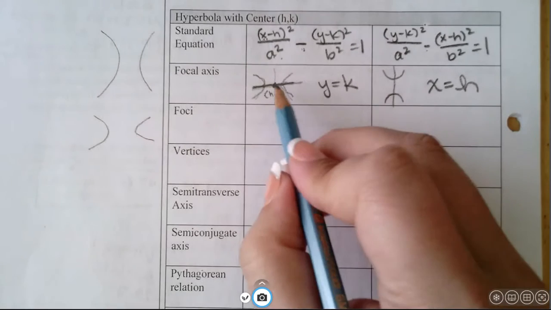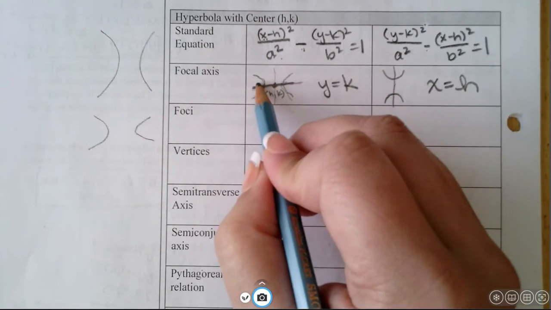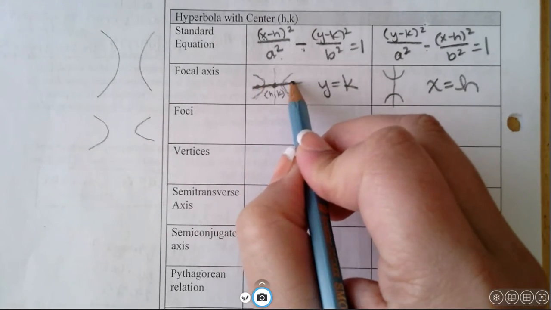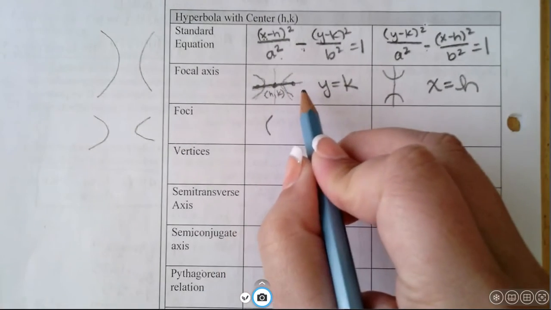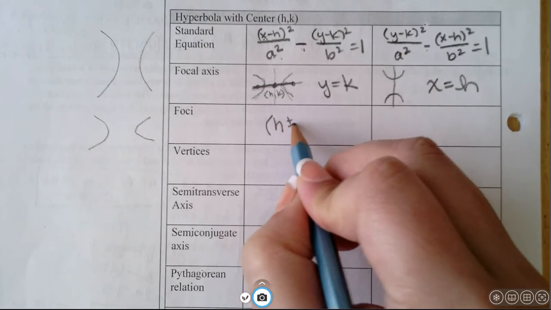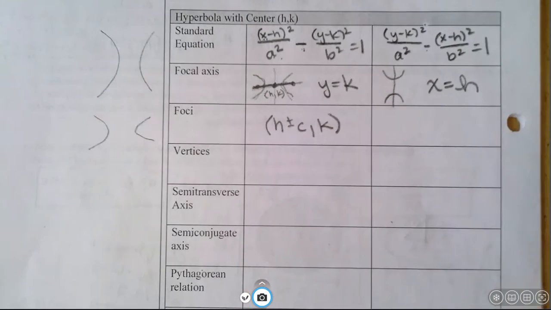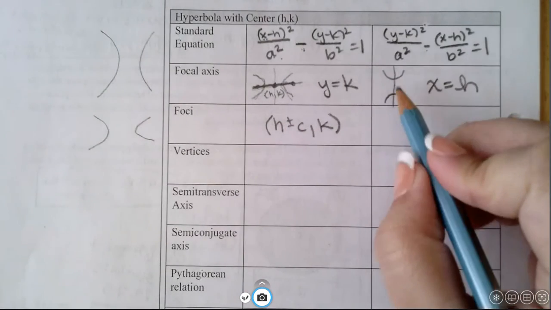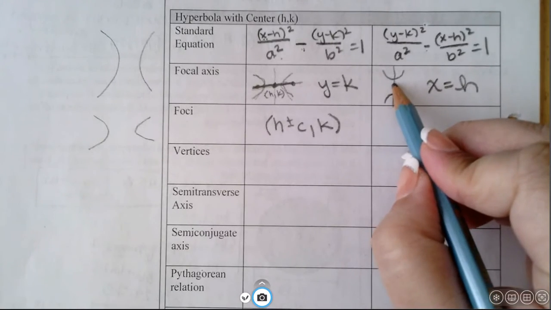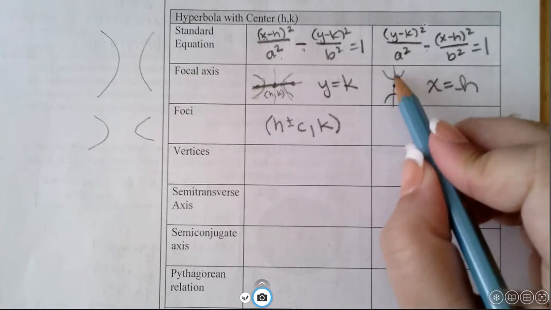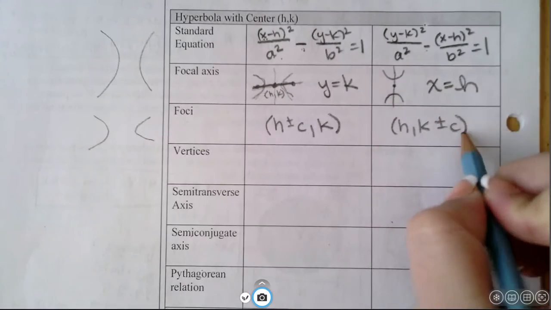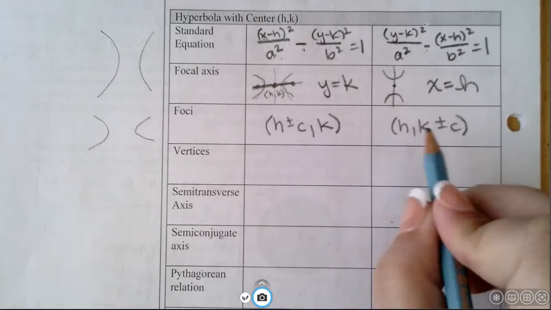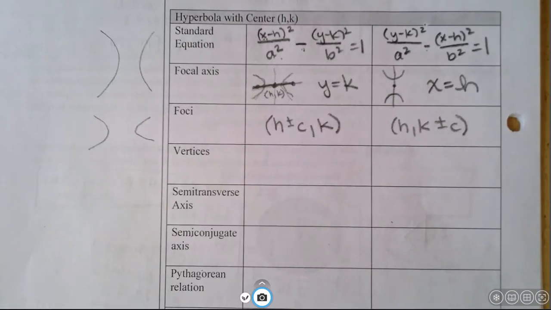The foci are still a distance c away from our center. So for a horizontal hyperbola, we have h plus or minus c, comma k. And for a vertical hyperbola, they are still a distance c, but now it's in the y direction. So that's h comma k plus or minus c. Again, two foci, so we're using both the plus and minus. We should get two solutions.